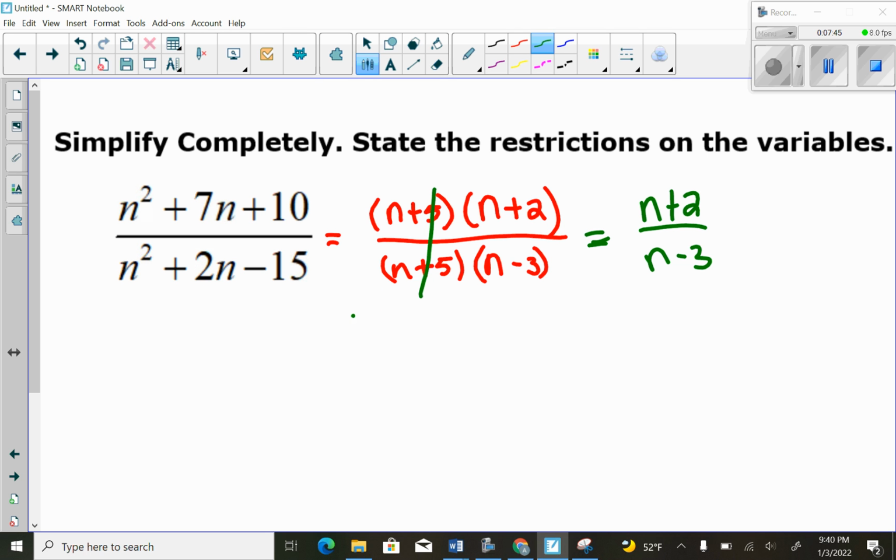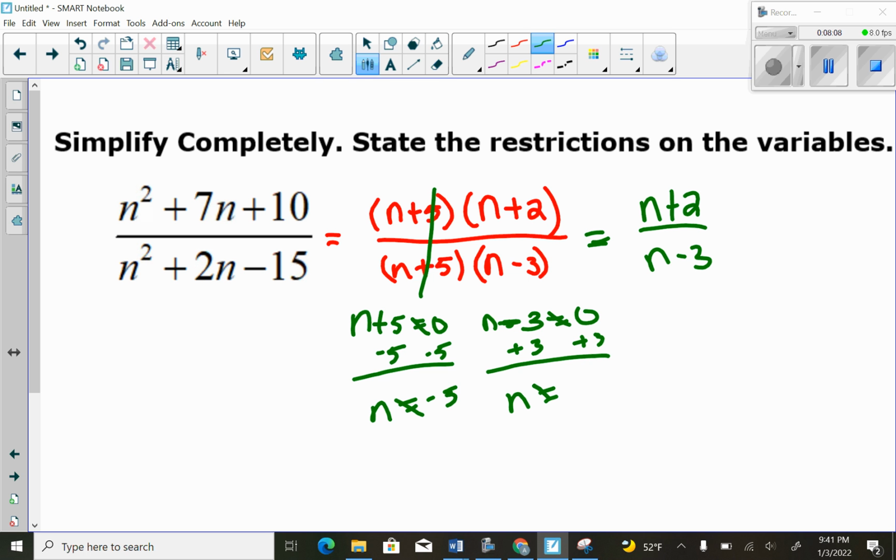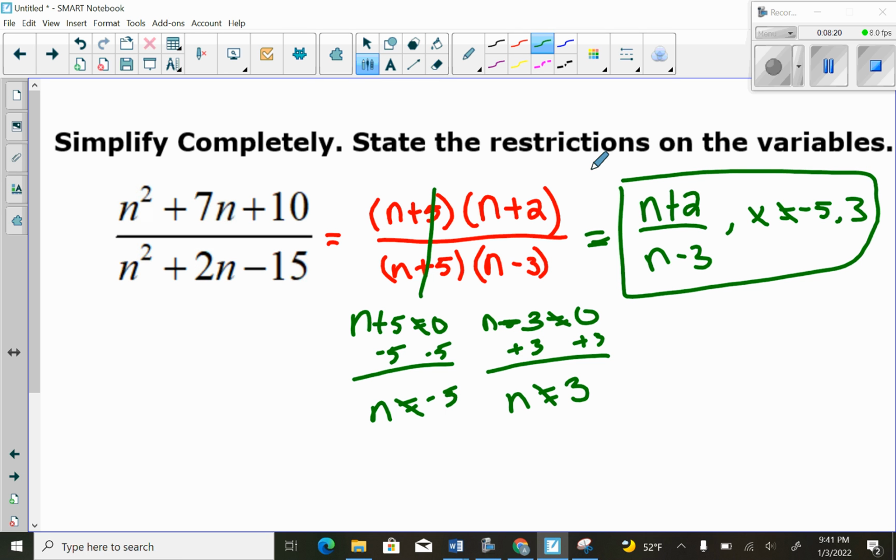Now to find my restrictions, n plus 5 can't equal 0, and n minus 3 can't equal 0. So n can't equal -5, and n can't equal 3. So those are the restrictions for a simplified expression.